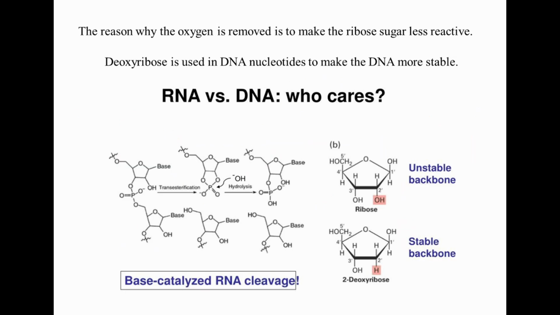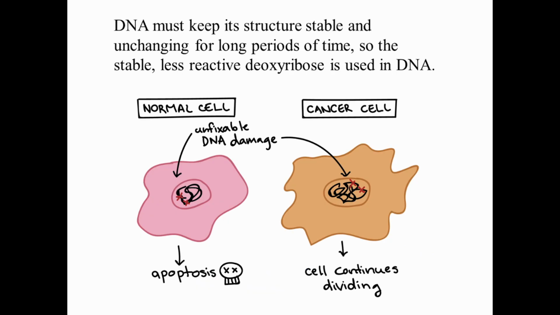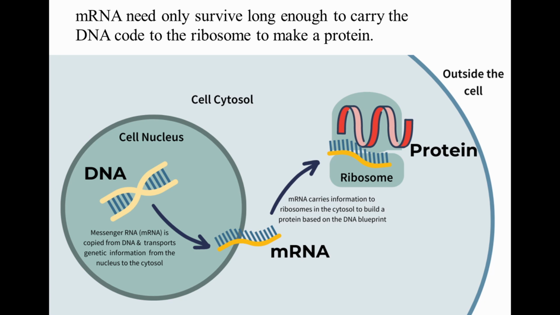The reason why the oxygen is removed is to make the ribose sugar less reactive. Oxygen is a highly reactive atom. Deoxy-ribose is more stable and less reactive than ribose. Deoxy-ribose is used in DNA nucleotides to make the DNA more stable. DNA must keep its structure stable and unchanging for long periods of time, so the stable, less reactive deoxy-ribose is used in DNA. RNA is a short-lived molecule that must interact and react with other RNA and protein molecules. The reactive ribose works for the short-lived, reactive RNA.